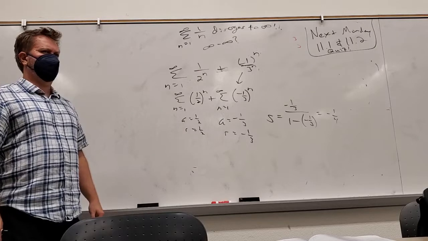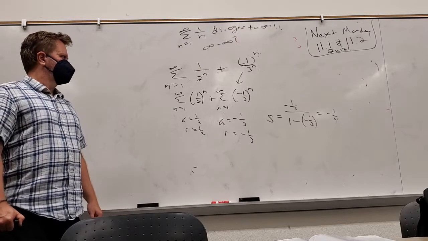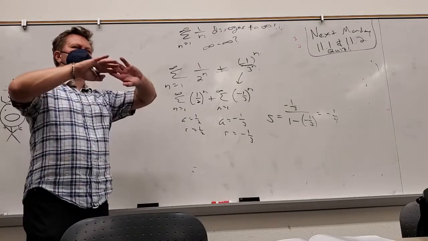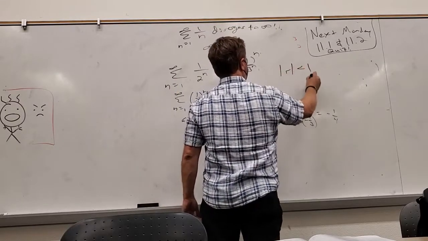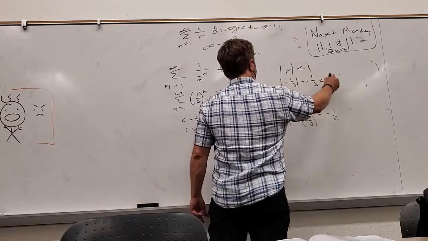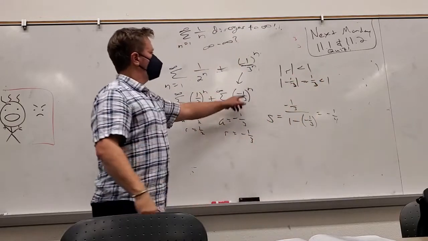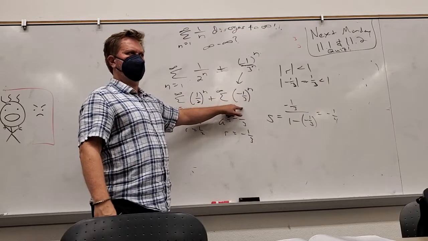Didn't you say earlier that R should be 1/3? Because it's the absolute value, right? No, yeah, check to see if it's convergent, right? So to see if it's convergent, the absolute value of R has got to be less than 1. So R is negative 1/3, so the absolute value is 1/3, which is less than 1. Is that cool? But R itself is negative 1/3. Yeah. I like it.